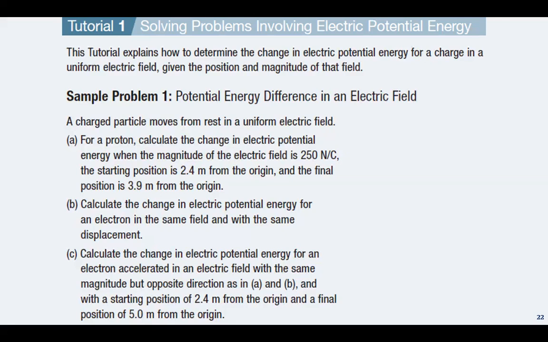Okay, I'll give you 5 minutes to consider this question by yourself, then we'll have a look at the solution together.